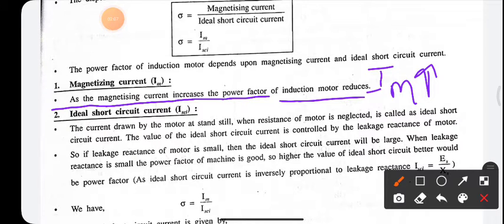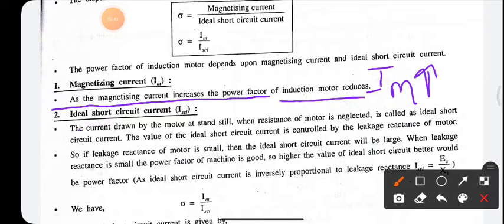This we have already seen ahead also. Generally the magnetizing current is of lagging nature, and if it is lagging, then the power factor reduces. So magnetizing current is nothing but the current that is required to set up the useful flux. Another thing to remember is that as the magnetizing current increases, power factor reduces.